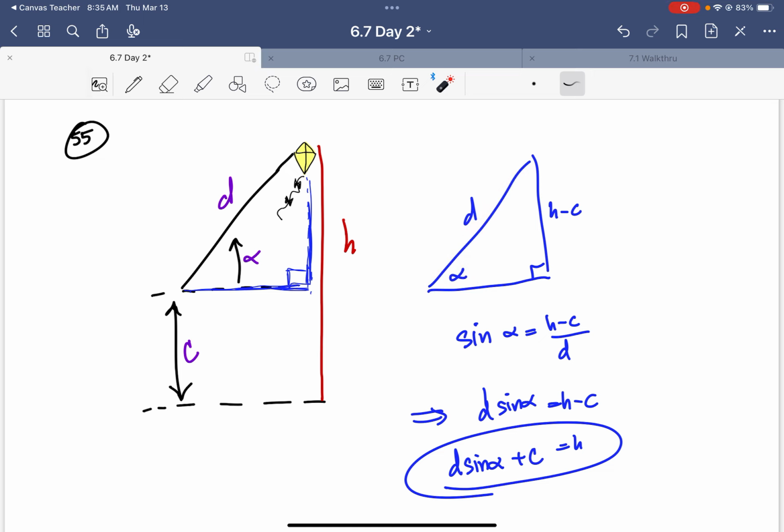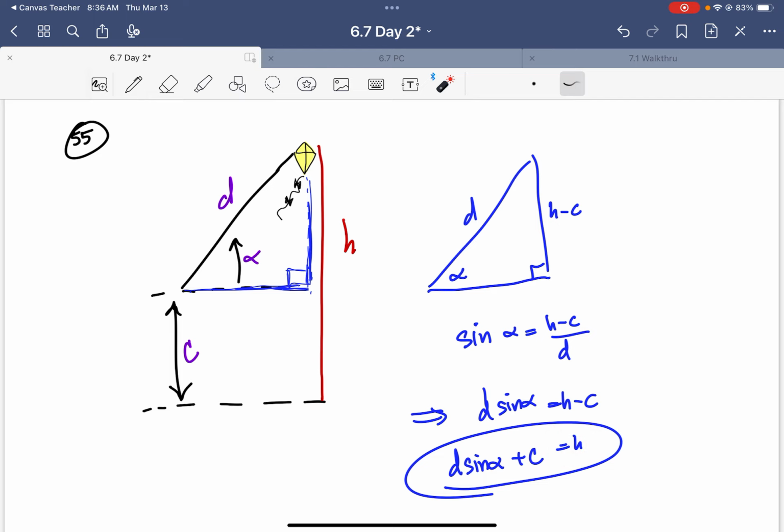And so if you want to relate things together, I can say that the sine of alpha is opposite over hypotenuse. I multiply by d, I get this. And if I add c, I find out that this is a way to find the height. If you know d, how much string you've let out, and the angle, and how tall you are, I can always find out how high up it is.